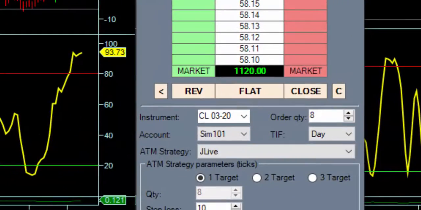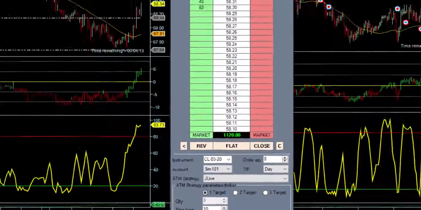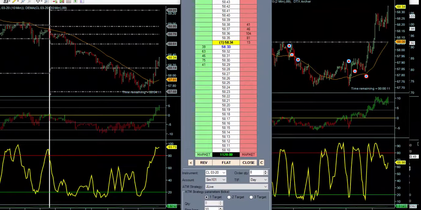Oh, there it is. We hit it. 1100, 1120 on that. All right. So we can go on to the next trade here.